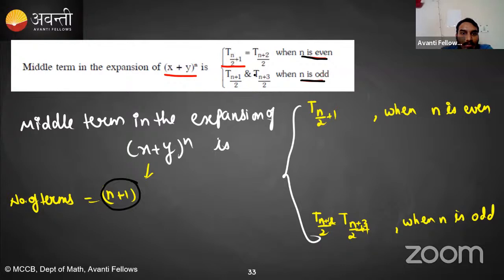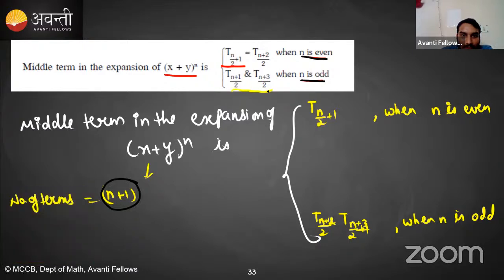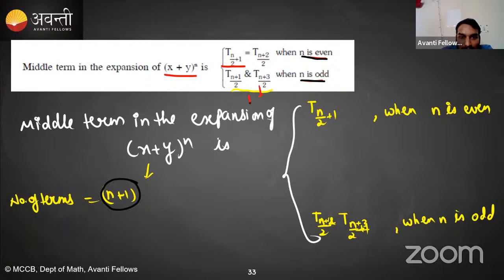In that case, the middle terms will be the n plus 1 by 2th term and the n plus 1 by 2 plus 1th term. Are you getting my point? So here everybody please concentrate. This is nothing but T n plus 1 by 2 plus 1. Clear? Tell me quickly in the chat box how many of you understood. Should I repeat again?